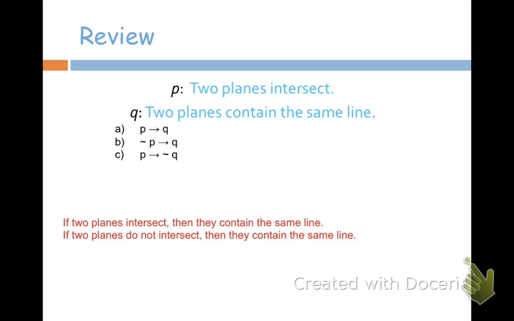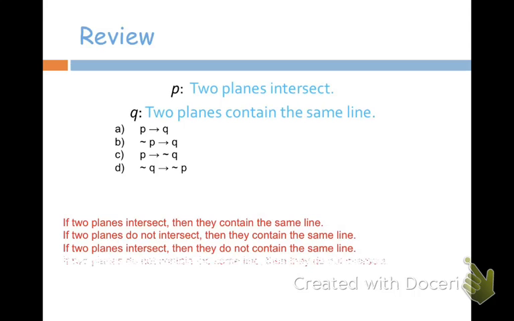Example C here, P implies not Q, or if P then not Q, should look written out like if two planes intersect, then they do not contain the same line. And the last example, part D here, is not Q implies not P, or if not Q, then not P. So what does that look like in words? If two planes do not contain the same line, then they do not intersect.